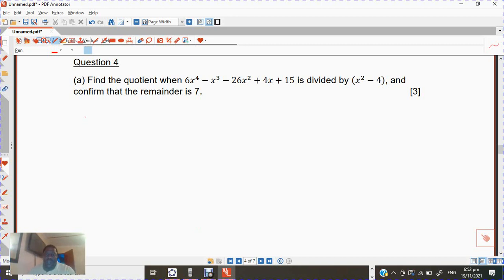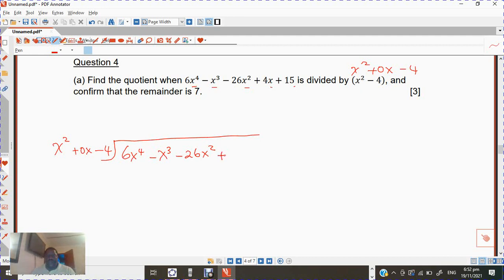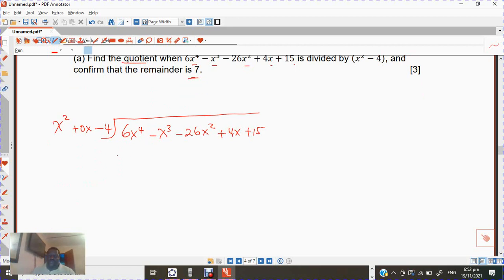So long division then, remember this is x squared, then I'm going to have a 0x minus 4 because the x term is not there. And this one is going nicely down: x to the 4th, x cubed, x squared, x to the power 1, x to the 0. So I'm going to say x squared plus 0x, just a placeholder, minus 4. And we're going to divide it into 6x to the 4 minus x cubed minus 26x squared plus 4x plus 15. So we are looking for that quotient, and at the same time we have to see if the remainder is 7. You should be familiar with how to do long division.